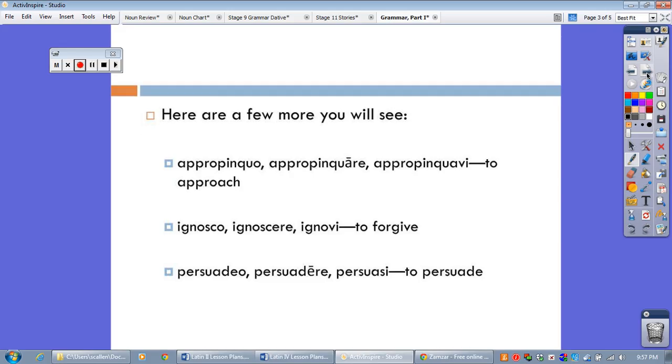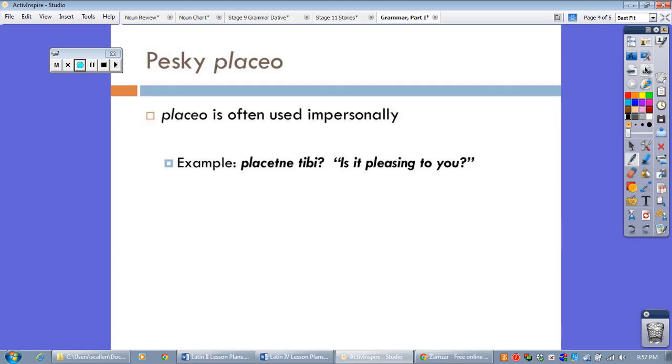All right? Now here are a few more that you will see coming up very soon, so you might want to go ahead and learn them. Apropinquo means to approach. It takes a dative direct object. Ignosco, to forgive. And persuadeo, to persuade.